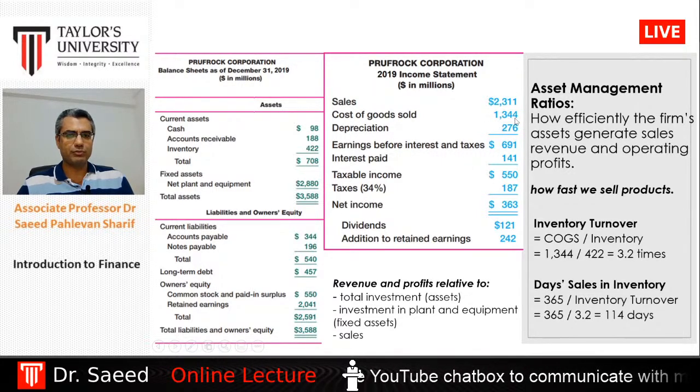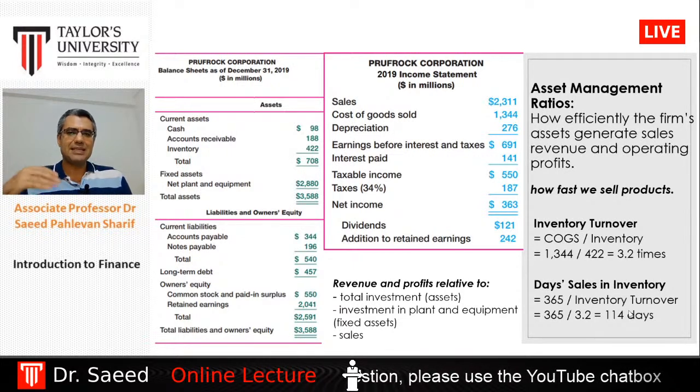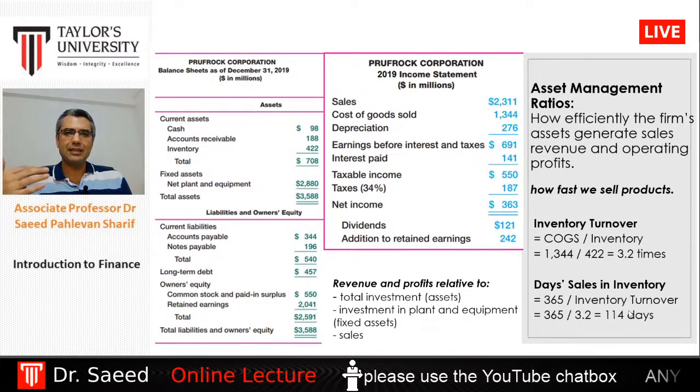for this company, 1,344 divided by inventory, $422 will give you 3.2 times. This means that the company sold the entire inventory 3.2 times. As long as we are not running out of stock, the higher ratio means that the company is more efficient in managing the inventory. So if we know that we turned our inventory over 3.2 times during the year, then we can compute how long it takes that we sell our inventory. So we divide 365 by 3.2 times inventory turnover that we computed, and we get 114 days. This means that it takes on average 114 days to sell the inventory of the company.